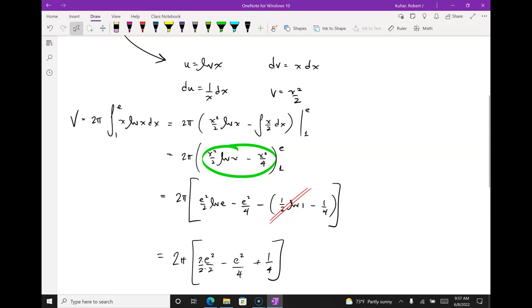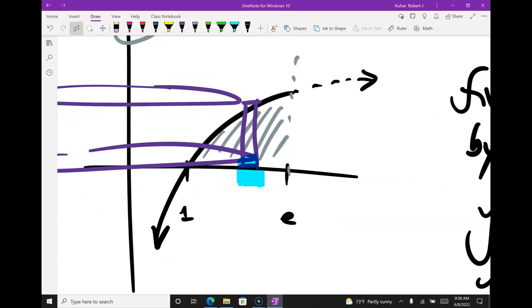Say again. Ln of 1 is 0, right? And you can kind of see that right on my ln curve. Ln of 1 is on the axis.